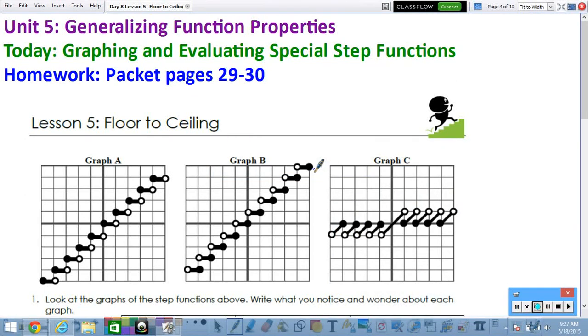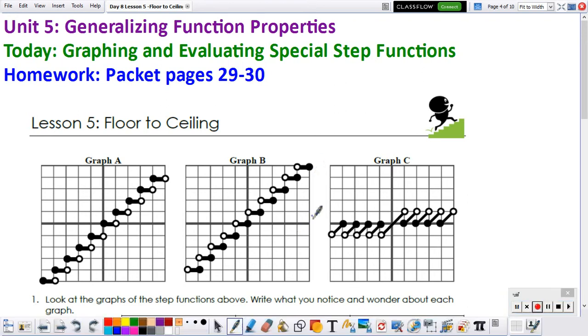Okay, this is a lesson on graphing and evaluating special step functions. Homework tonight is in your packet, pages 29 and 30, so please write that down. And then go ahead and turn to page 26 in your packet and we'll get started.